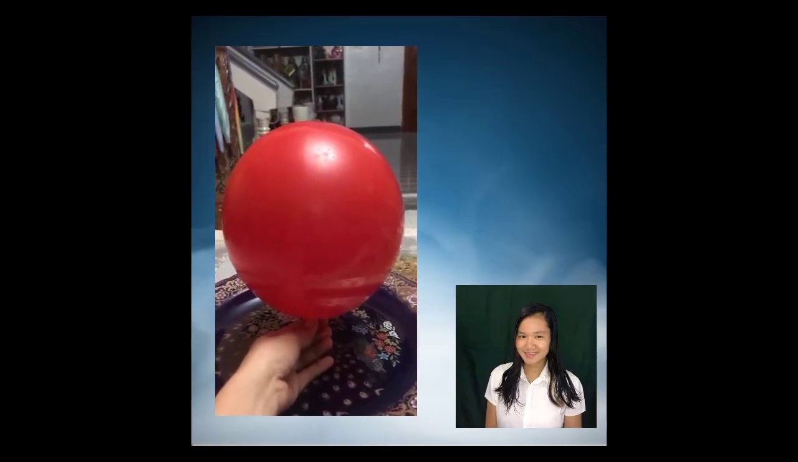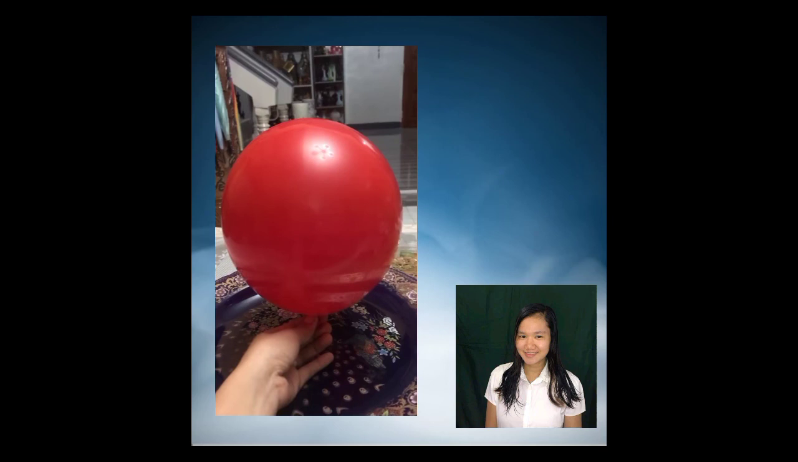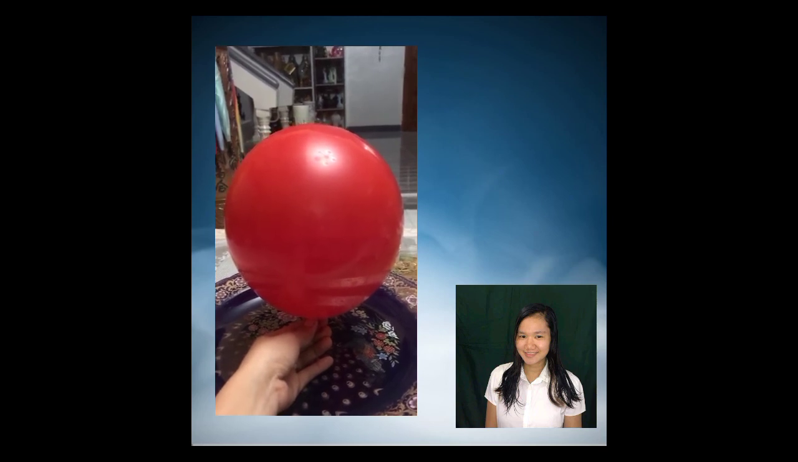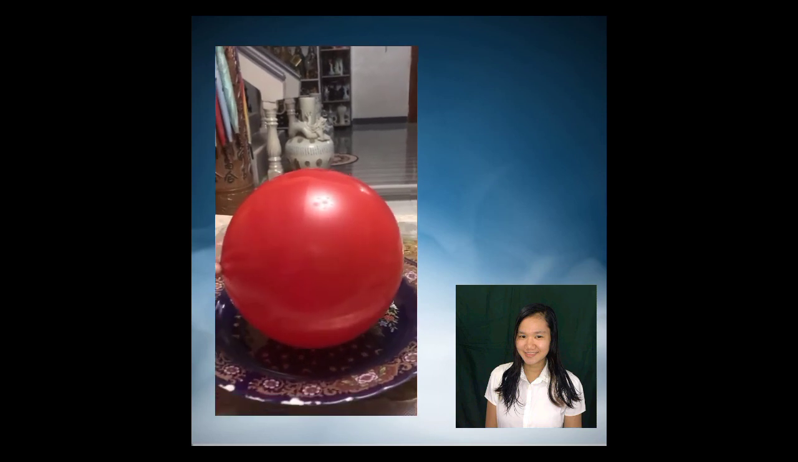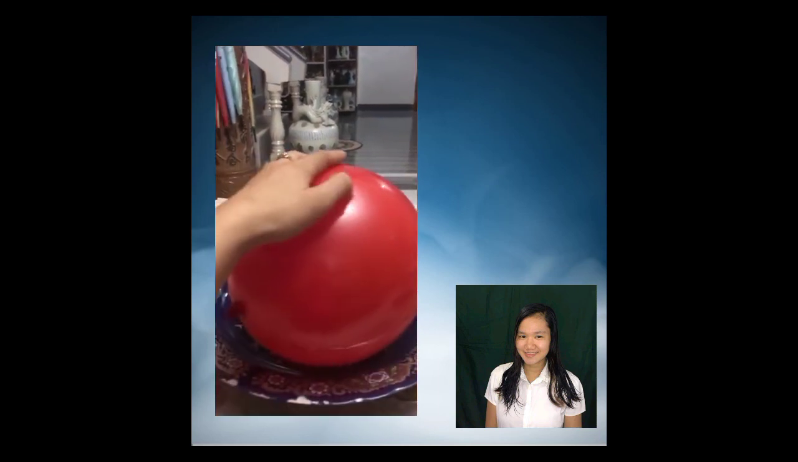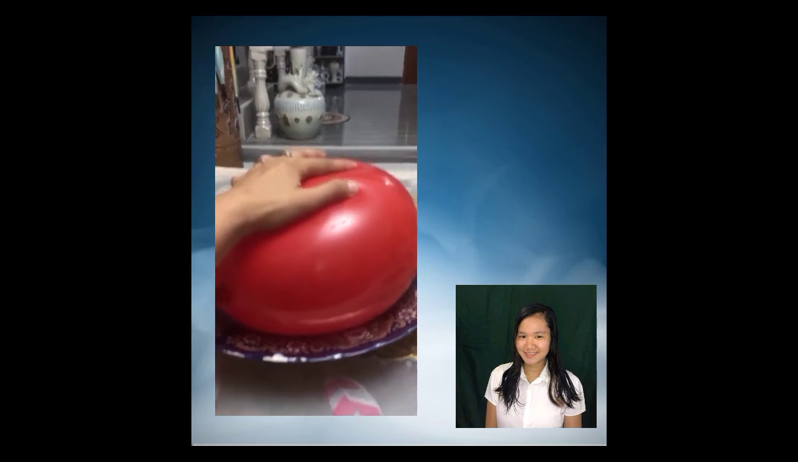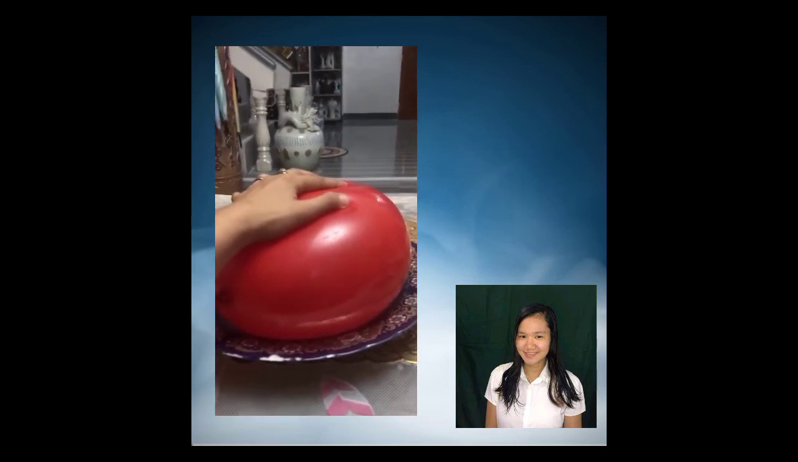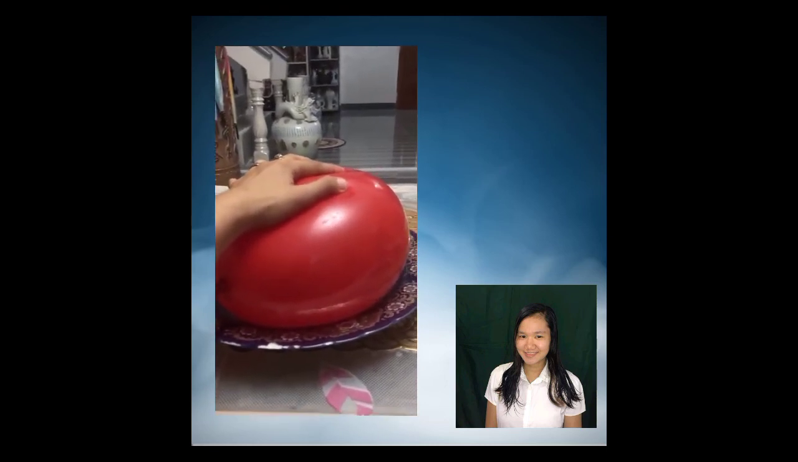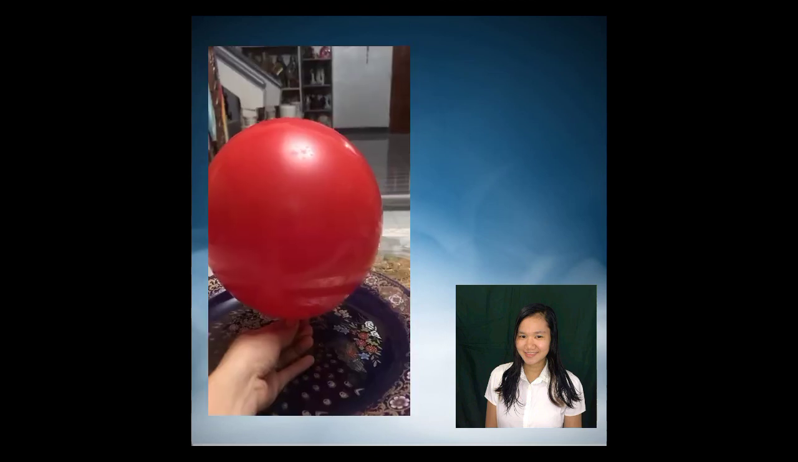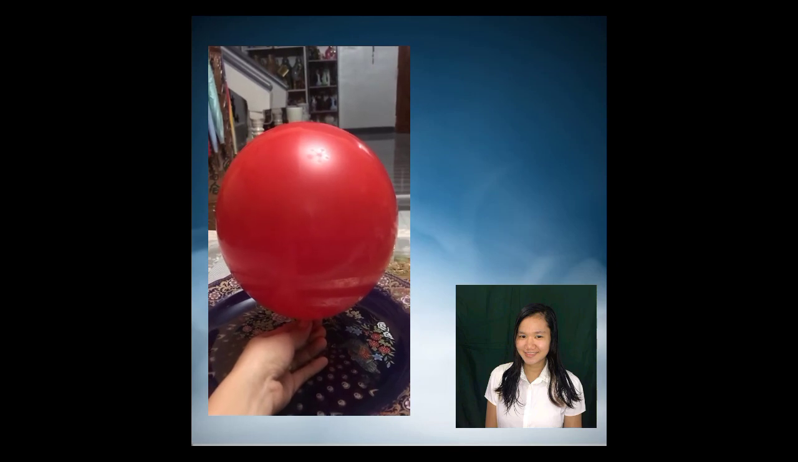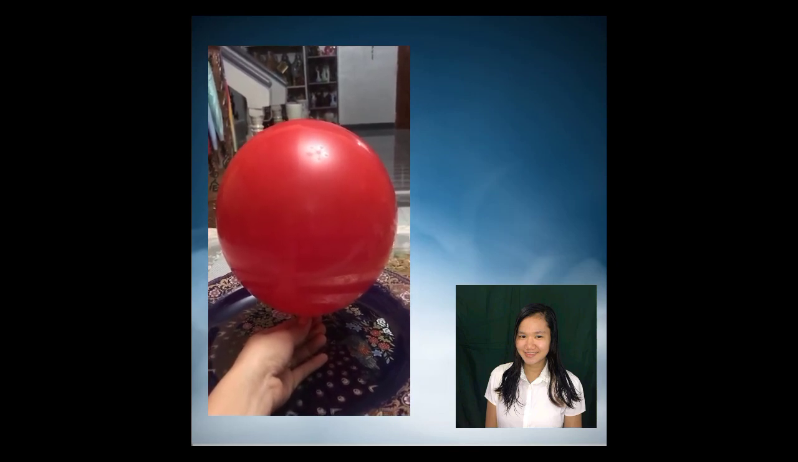A balloon does a lovely job of containing a gas, so we can use it to demonstrate these properties of gases. By blowing it up, we increase the number of moles of gas in the balloon, and the volume increases. By squeezing the balloon, we increase the pressure on the gas, and the volume decreases. And by placing the balloon in the refrigerator, we decrease the temperature of the gas, and the volume decreases.